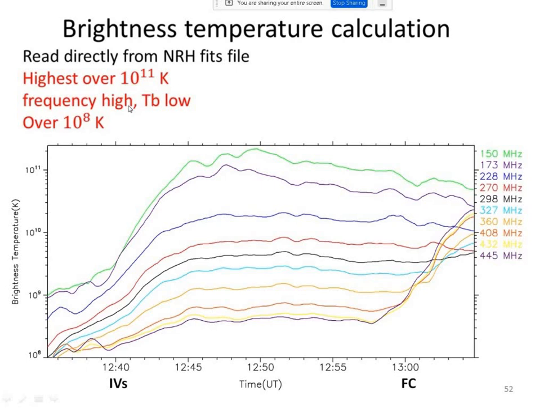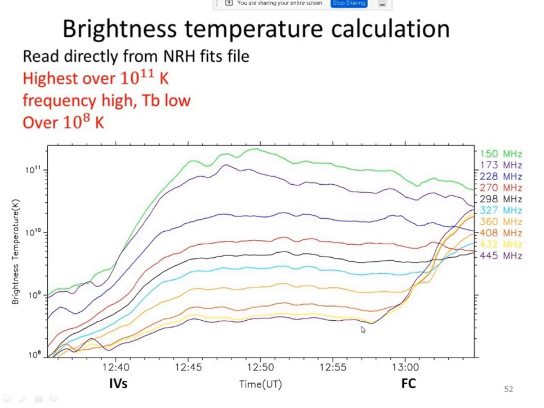Here is the brightness temperature of the stationary type 4 radio burst. We can read this directly from the NRH file, and the highest brightness temperature is over 10^11 Kelvin, which is at the lowest frequency, obviously. And the higher the frequency, the lower the TB, which is obvious. And generally, in all these frequencies, the TB are all higher than 10^8 Kelvin.